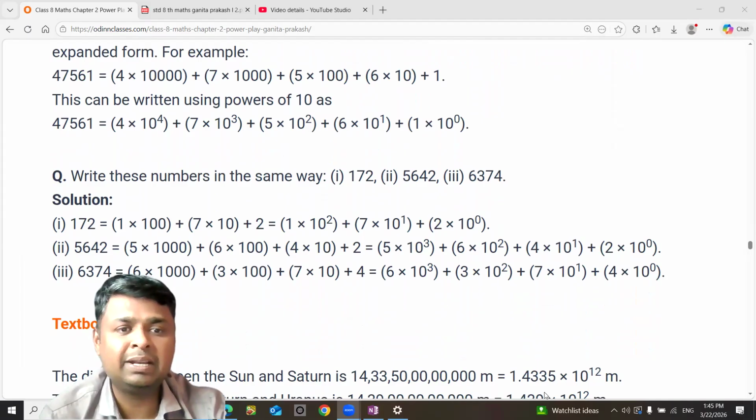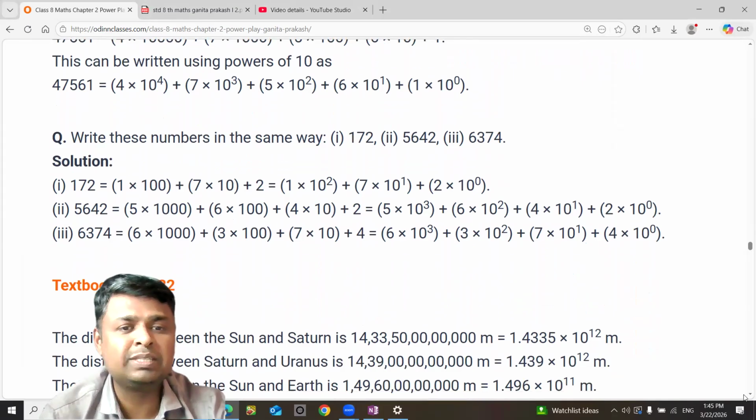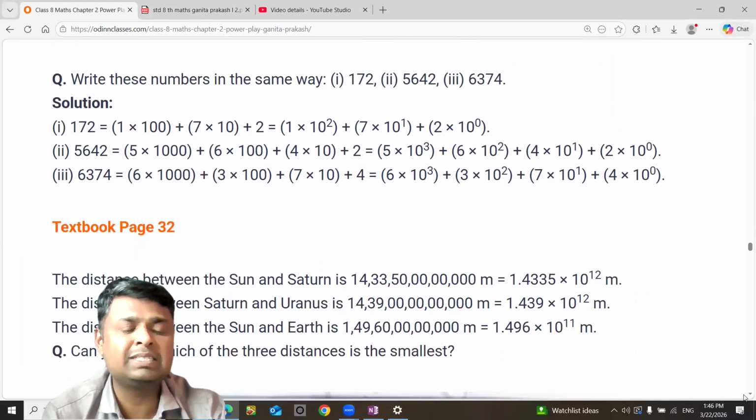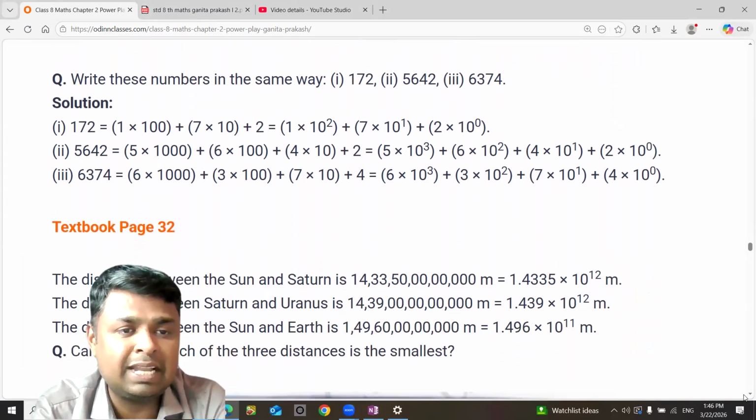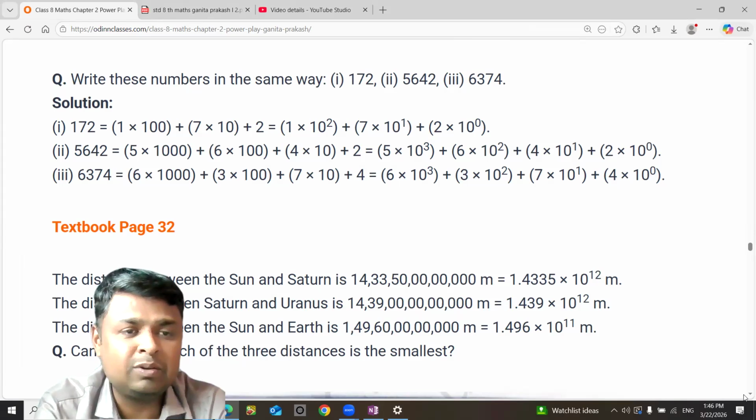Now, further write the numbers in the same way as 172, 5642. The same way you have to do. 172 can be written as 1 into 100 because it is in the hundreds place, 7 into 10 because it is in the tens place, and so on.